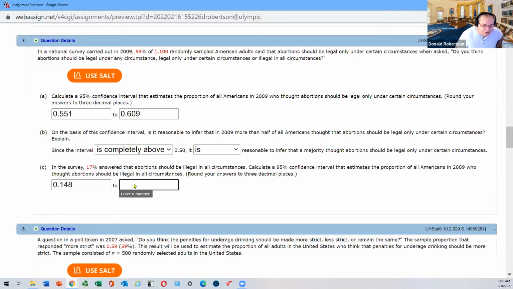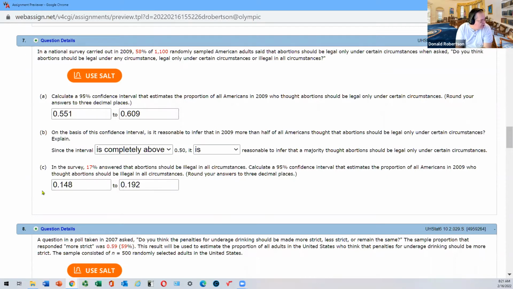And it climbs up to 0.192. I much prefer percentages, but roughly what, 15 to 19%? Couldn't you have questions like, is there evidence in that interval to prove that less than 20% of Americans are against abortion of any kind? Right. Yeah. Why? Because every number in that interval is less than 20%.